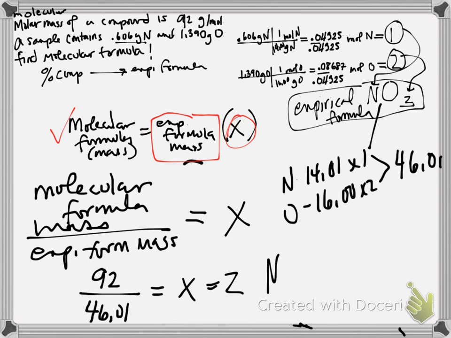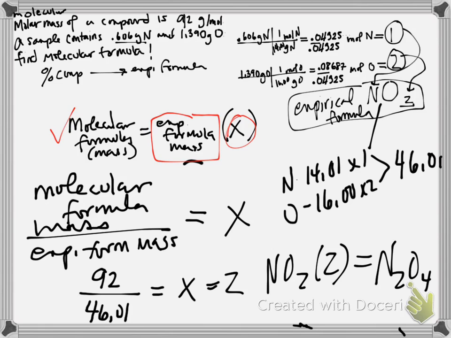So what is our molecular formula? Well, NO2, multiplying all the subscripts by 2 gets us N2O4. Name N2O4. Dinitrogen tetroxide. Good. Okay, number 39 is like this, where you're going from percent comp information all the way up to molecular formula.